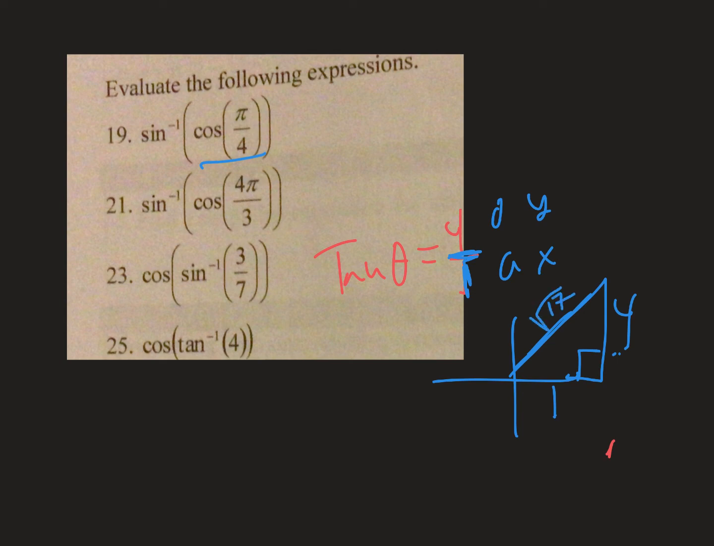Then they're asking us to find the cosine of this angle. Well, here's the angle, so 1 over root 17 would be that answer. And of course, you could then rationalize it to the square root of 17 over 17, because we're multiplying by root 17 over root 17, a form of 1.